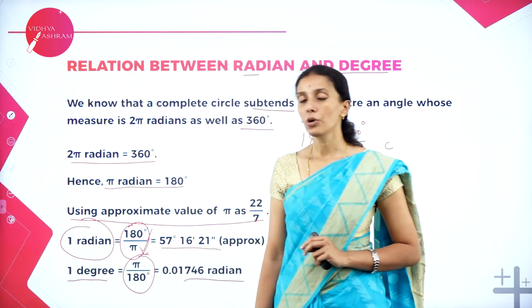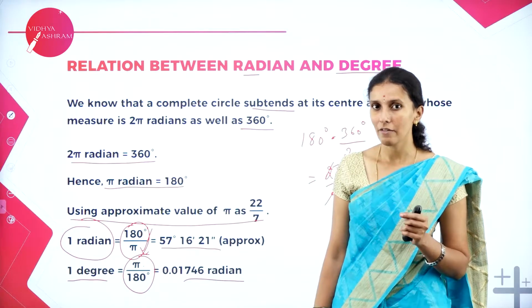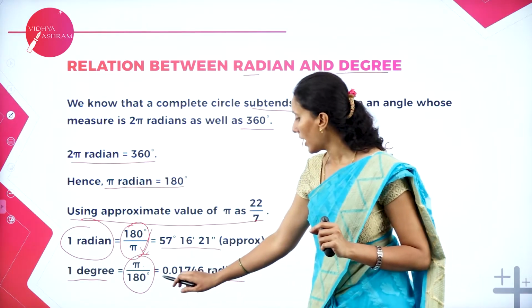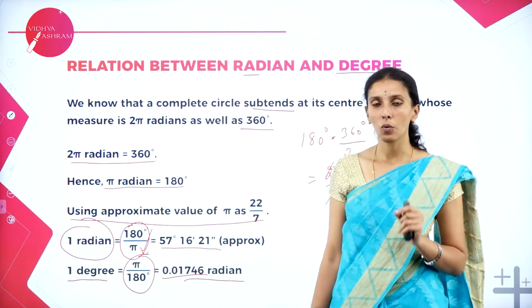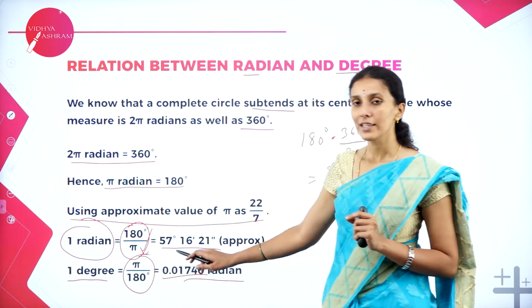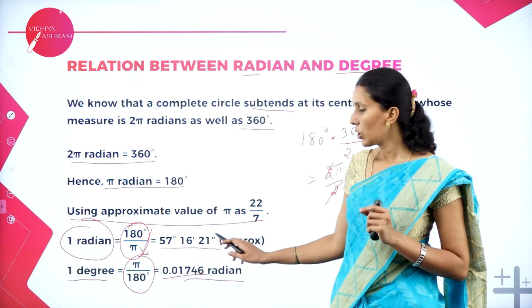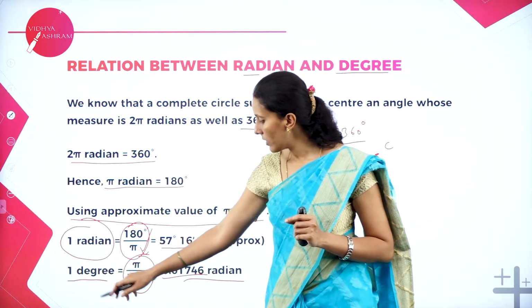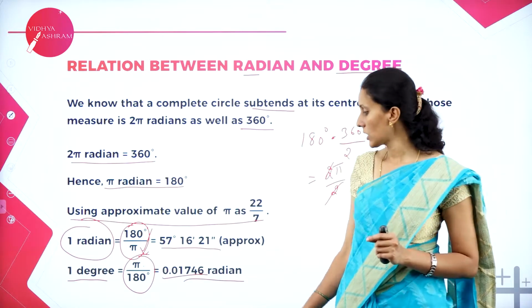And similarly, if you want to convert a degree into radian, 1 degree is nothing but pi by 180. Again substituting the value of pi as 22 by 7, and when you solve it, you will get it as 0.01746 radian. So 1 radian means 57 degrees, 16 minutes, 21 seconds. 1 degree means 0.01746 radian.